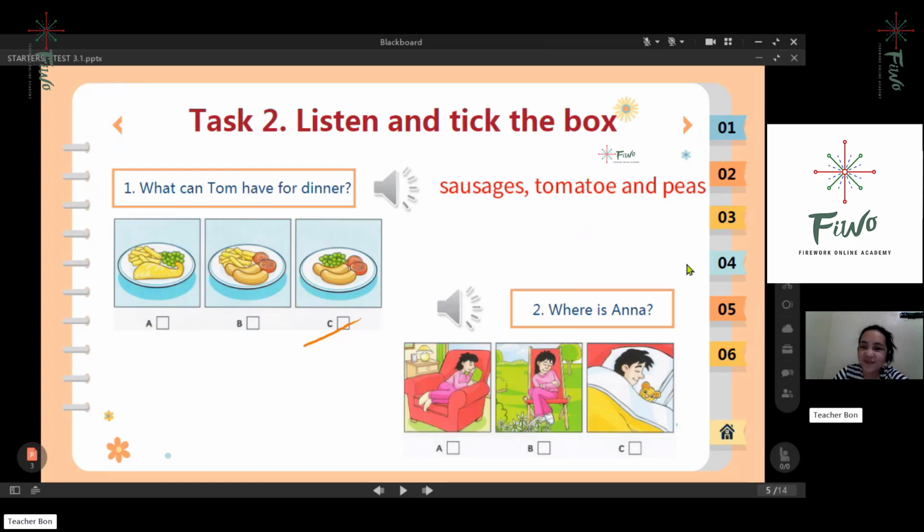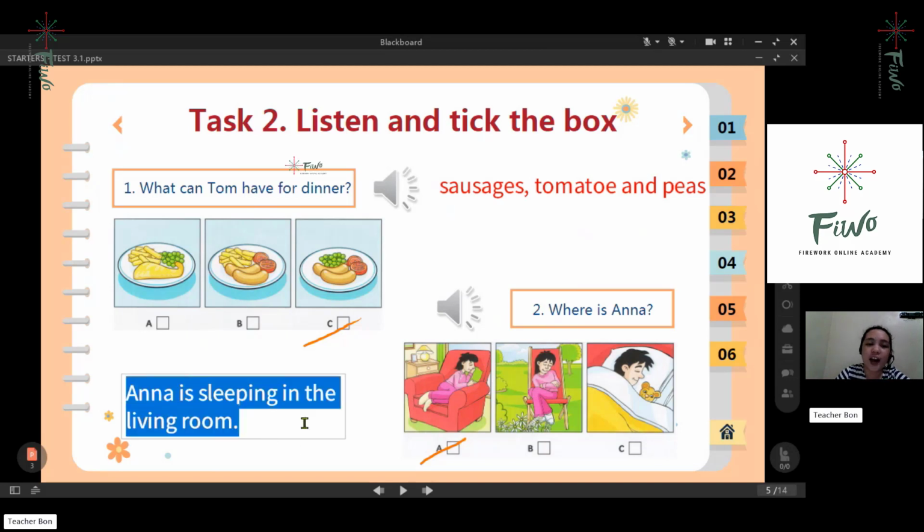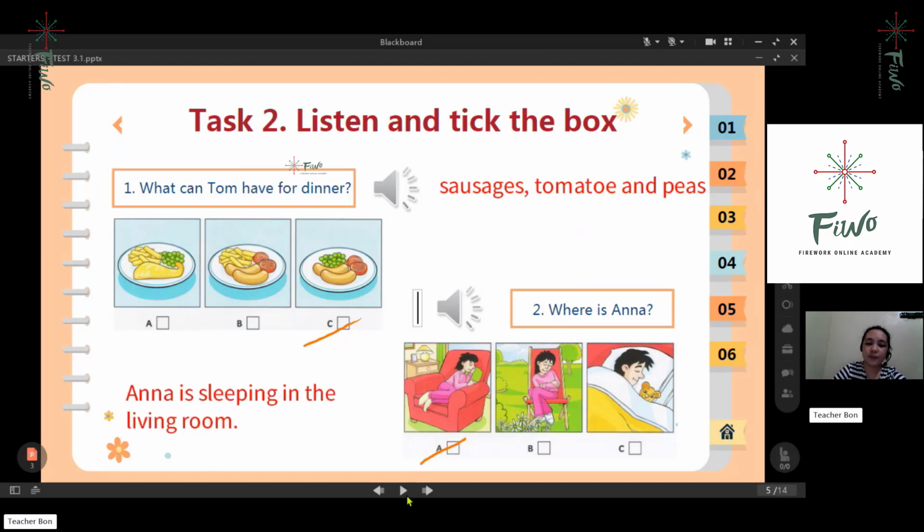What's the answer? Where is Anna? Letter A. Letter A is the correct answer. Okay, Anna is sleeping in the living room. That's correct.